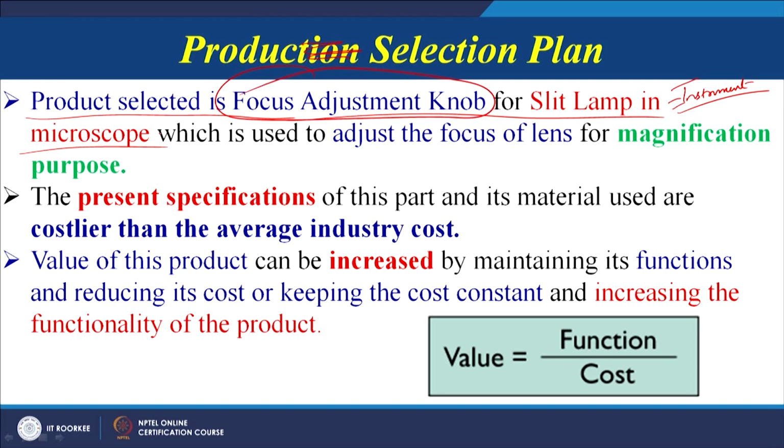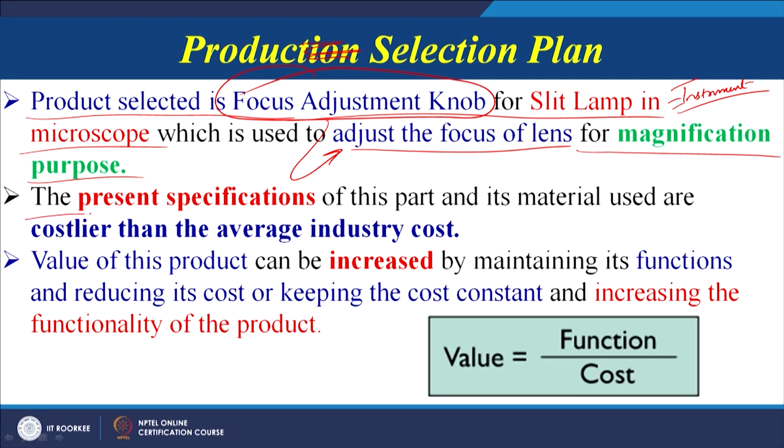So this we have, I think, discussed earlier also. This product is used to adjust the focus on the lens for magnification purpose. So we have to adjust the focus for magnifying the image that we try to see, and it is used for inspection of eyes. It was given in the first slide.